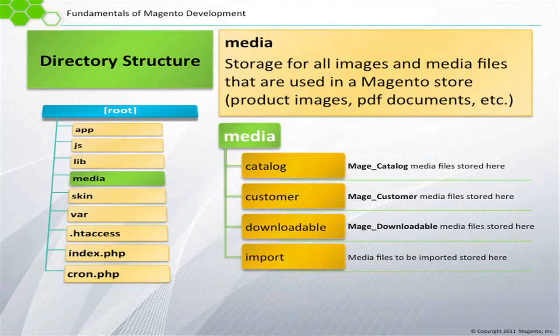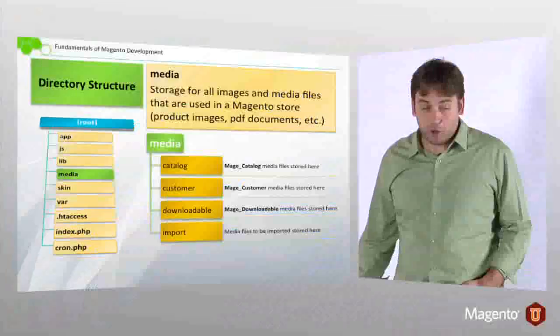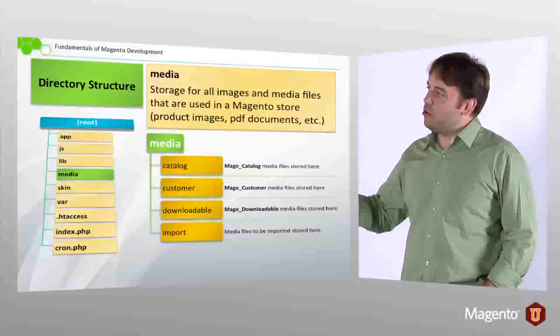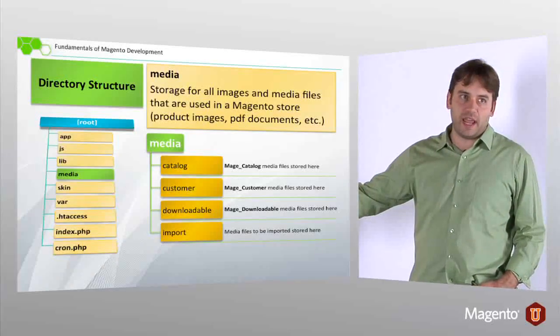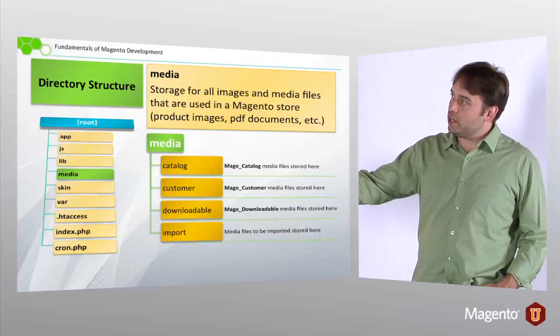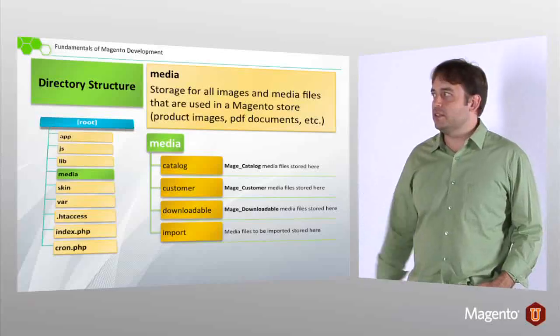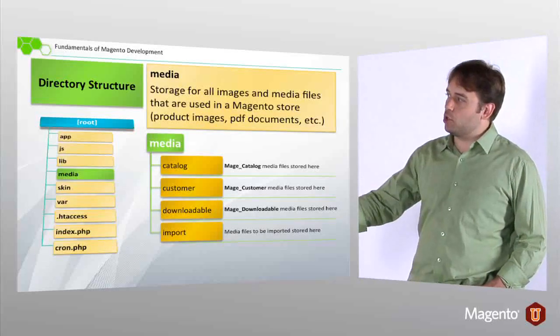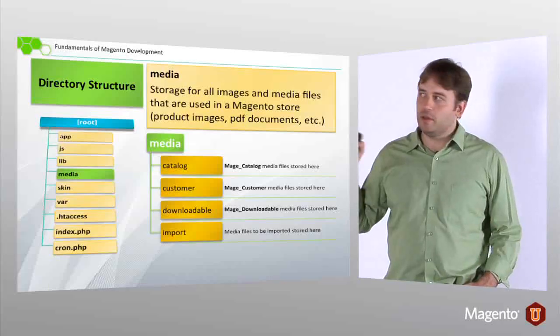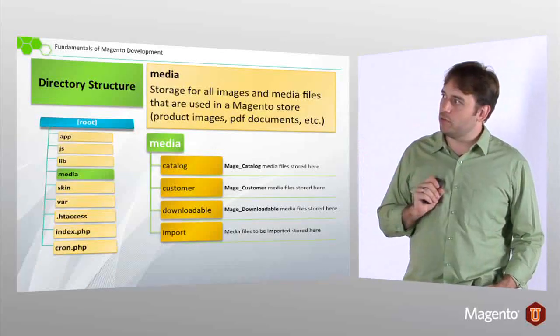So moving along to media. Basically, the idea is that anything that's being uploaded via the admin, for the most part, is going to end up here for a given module. So your images for categories and products are here under media/catalog. Downloadable products under media/downloadable, and so forth. So that's where you can go and look for that.